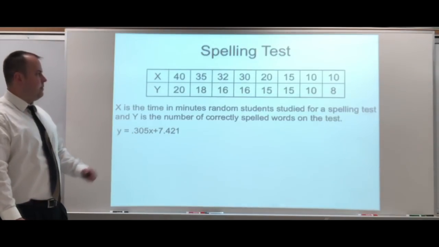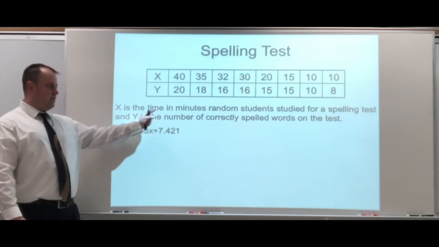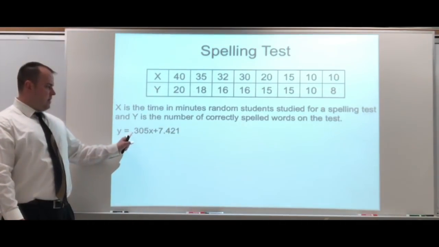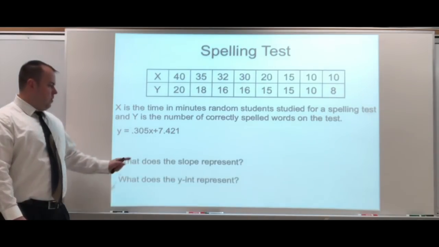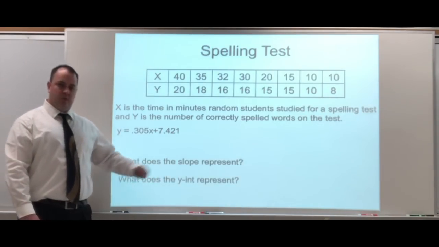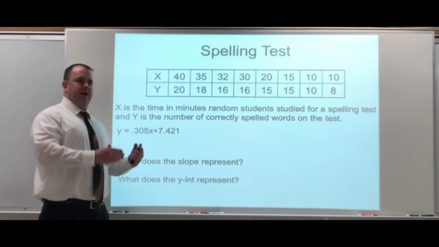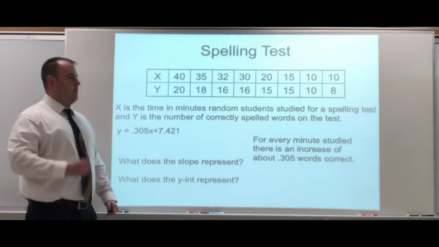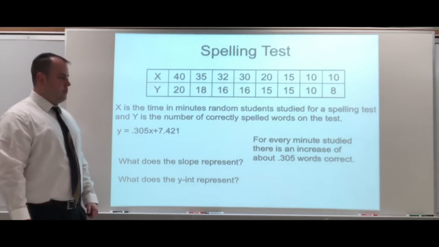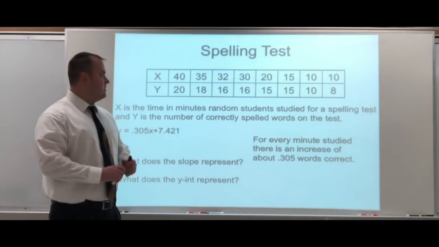Let's look at an example. Going back to the spelling test, x was time in minutes, y is the words spelled correctly, and the equation is 0.305x plus 7.421. What does the slope represent? What does the y-intercept represent? Again, the slope. For every x, what's happening to y? For every minute studied, there's an increase of about 0.305 words correct.